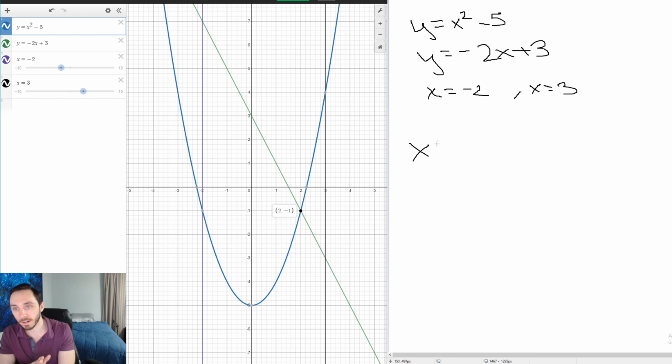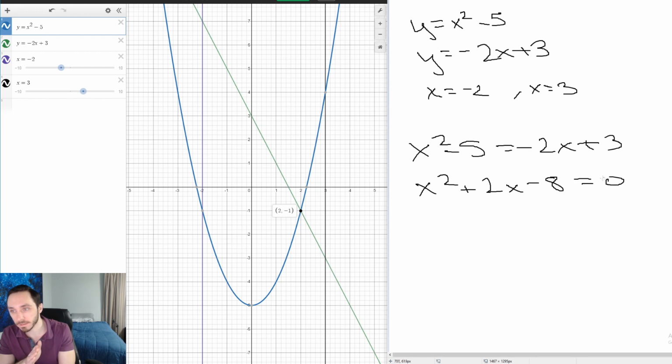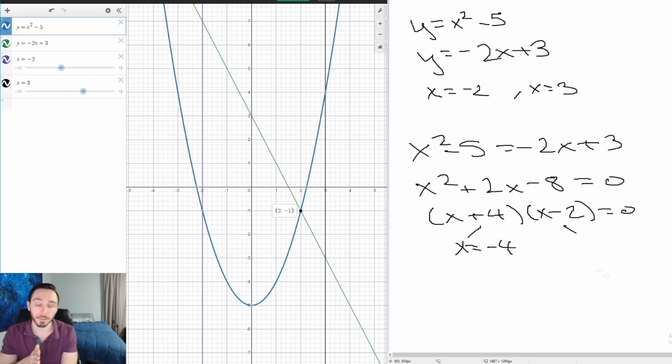So we would just say, all right, well, x squared minus 5 is equal to negative 2x plus 3. It's a quadratic, so set it to 0. We're going to get x squared plus 2x minus 8 is equal to 0. That's factorable. We get x plus 4 times x minus 2 is equal to 0. And sure enough, the line crosses at x is equal to negative 4, which we don't care about, by the way, because that's outside.